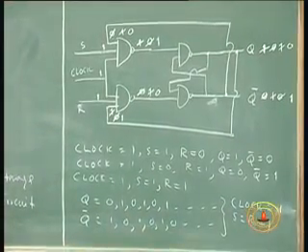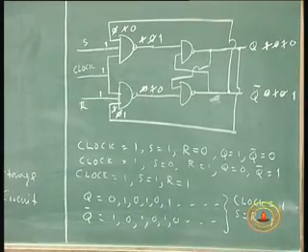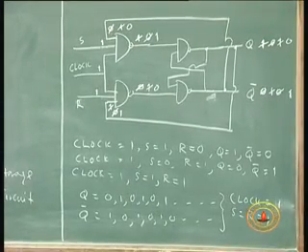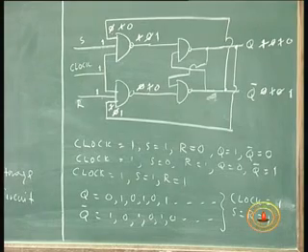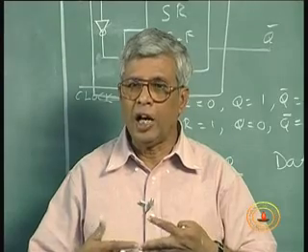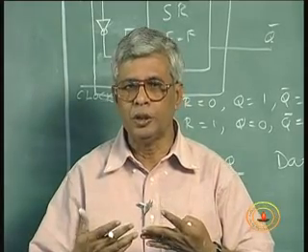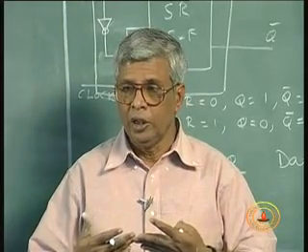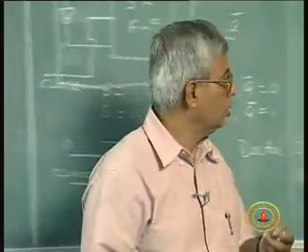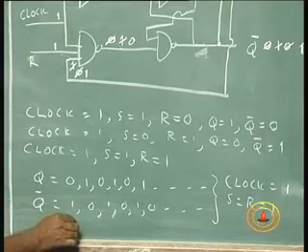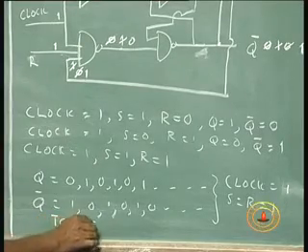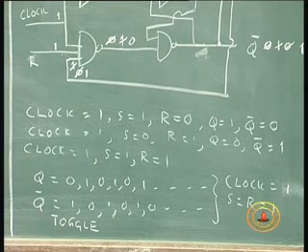A forbidden state of S is equal to 1, R is equal to 1 has now been converted into a state in which the output keeps changing all the time. This constant change of inputs, change of outputs, is called toggling. This is a toggle action. This Q and Q bar changing uncontrollably, if you want to call it uncontrollably.